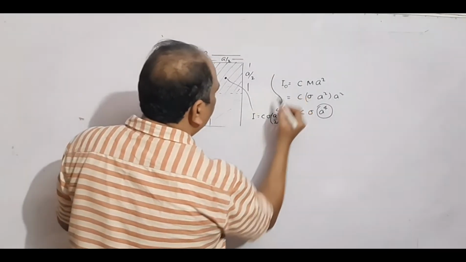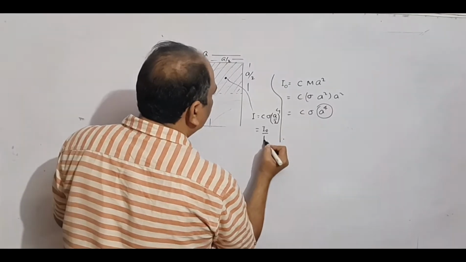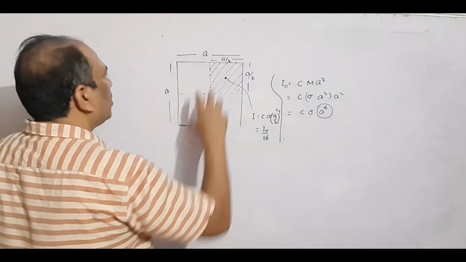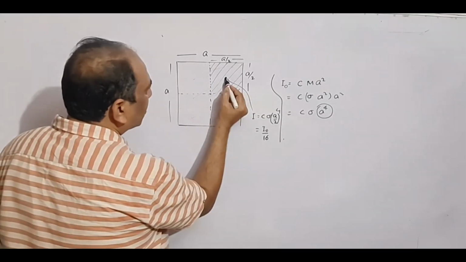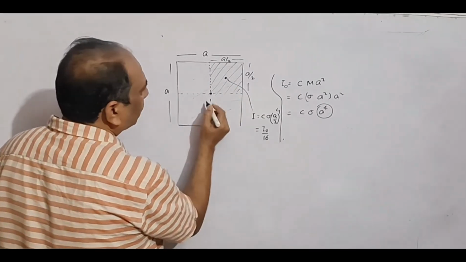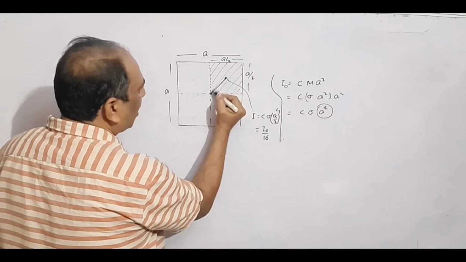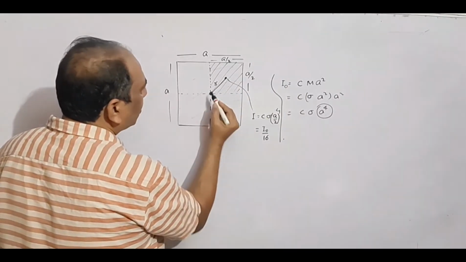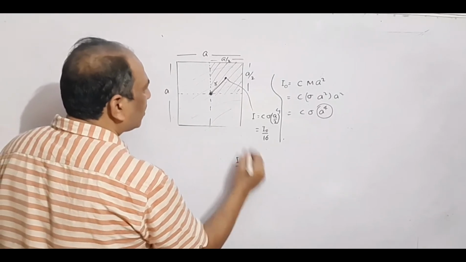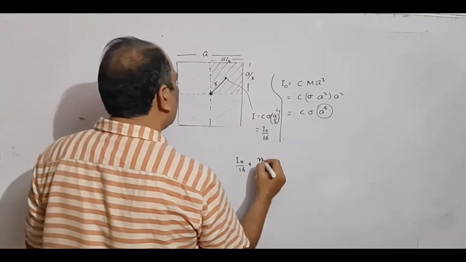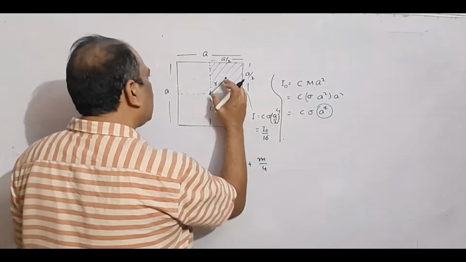So if this was I0, this would come out I0 by 16. So this is the moment of inertia of this square about this axis. Now shift this axis from this position to this position. If this distance is r, the moment of inertia about this axis will be I0 by 16, this value, plus its mass, which is m by 4, into this distance square.